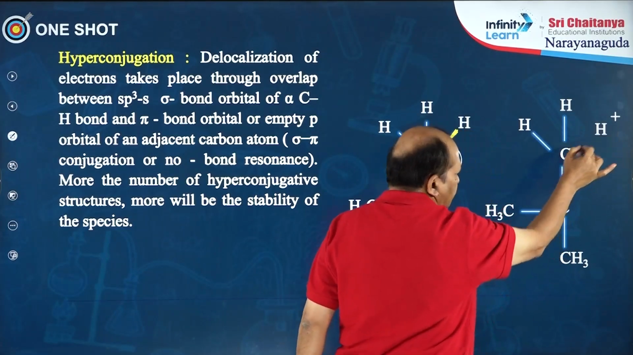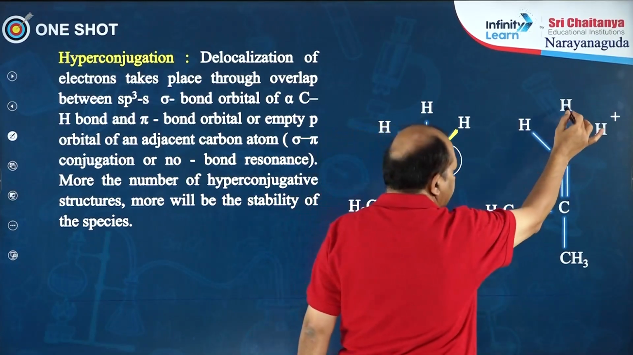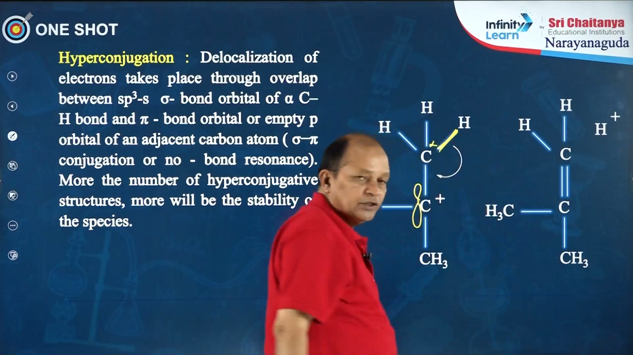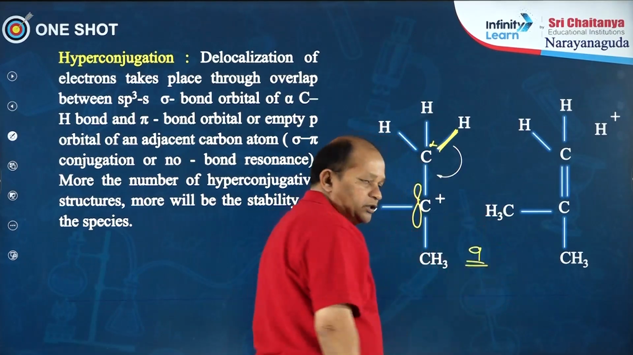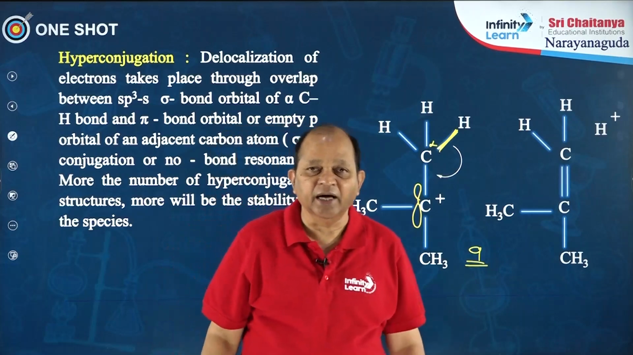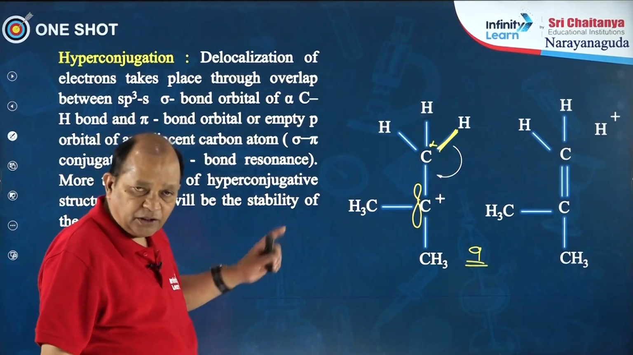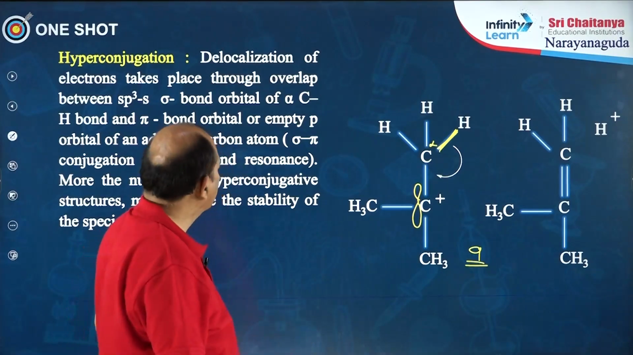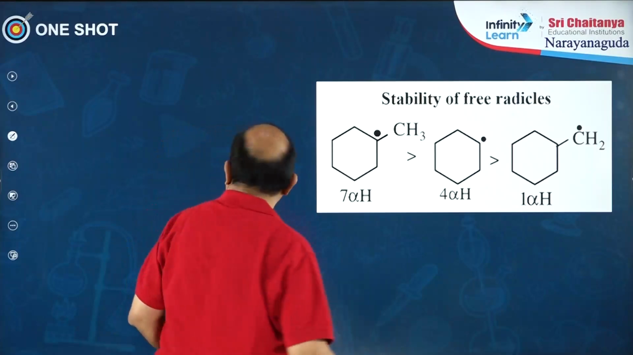With one sigma bond we have shown the structure like this, and we can show it like this with these two hydrogens and also with the remaining six hydrogens. Totally, nine such structures are possible, which we call the nine hyperconjugative structures. The more the number of hyperconjugative structures, the more the stability. Okay. Now, let us see the stability of free radicals.